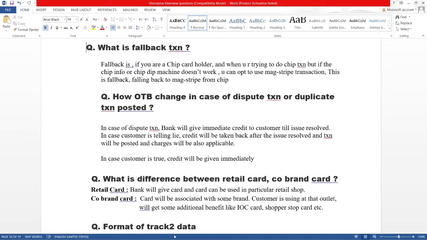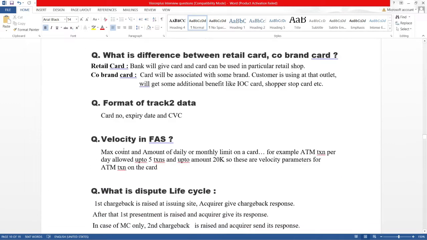Now, how does the process change in case of a dispute transaction or a duplicate transaction posted? In case of a dispute transaction, the bank will give immediate credit to the customer till the issue is resolved. In case the customer is telling a lie, the credit will be taken back after the issue is resolved, and the transaction will be posted and charges will also be applicable. In case the customer is true, credit will be given immediately. So now what is the next question here?